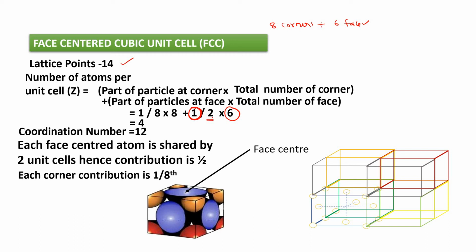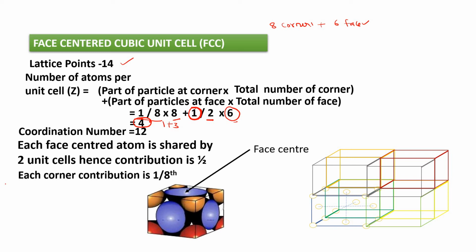Therefore, half into the total number of faces, which is 6, and you are going to get 3. Already we discussed the total of 8 unit cells, and one corner atom is shared with 8 unit cells. Here 1 plus 3. Therefore, the Z efficiency we are going to get is 4 here.